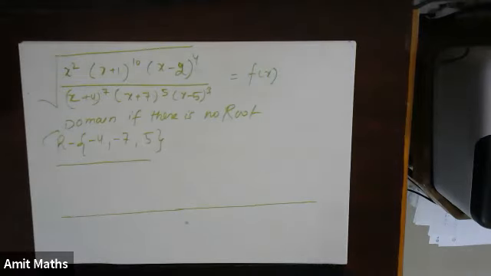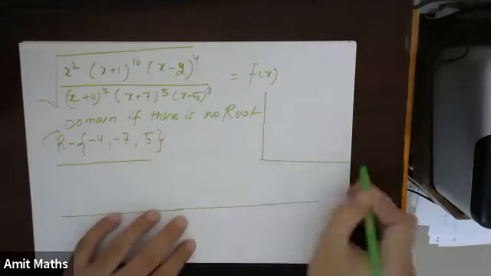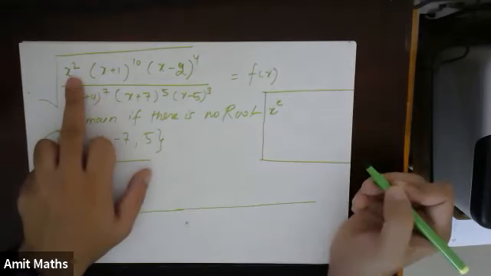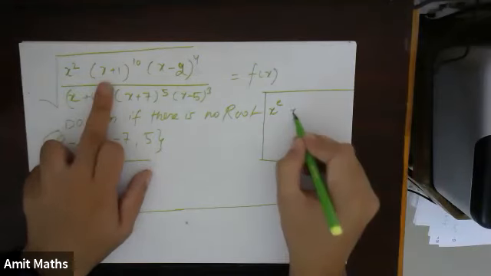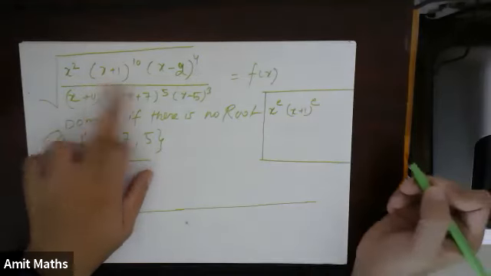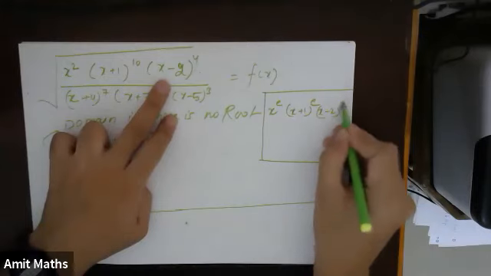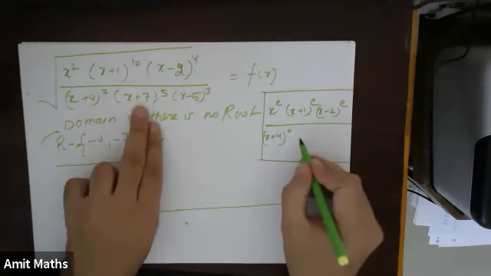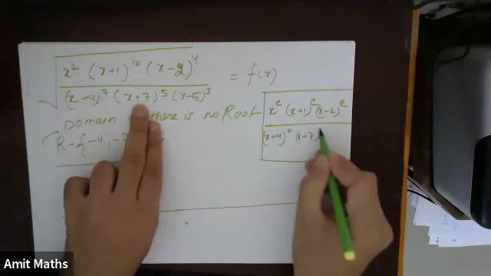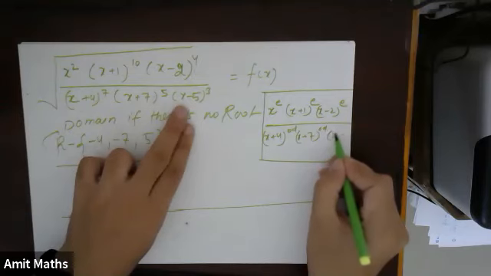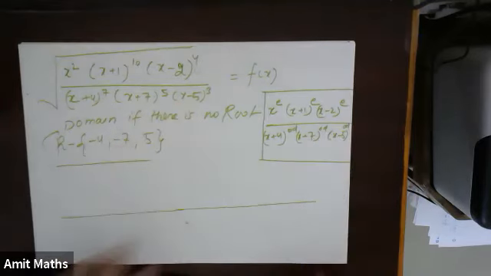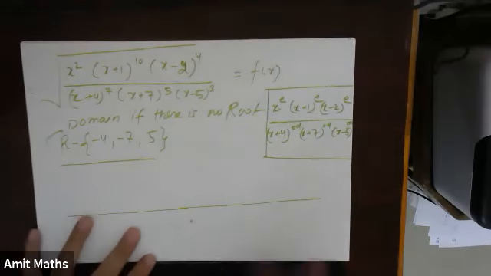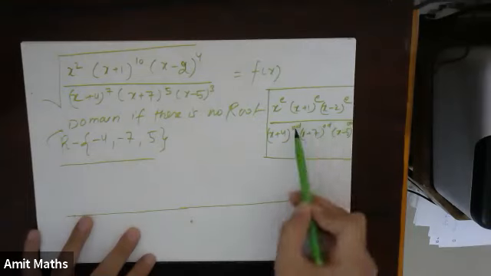If I'm only concerned about even or odd power, I can write this whole question as x to the power even, x plus 1 to the power even, x minus 2 to the power even, upon x plus 4 to the power odd, x plus 7 to the power odd, and x minus 5 to the power odd. It does not matter if these odd powers are the same or different. I am only bothered about even and odd powers.